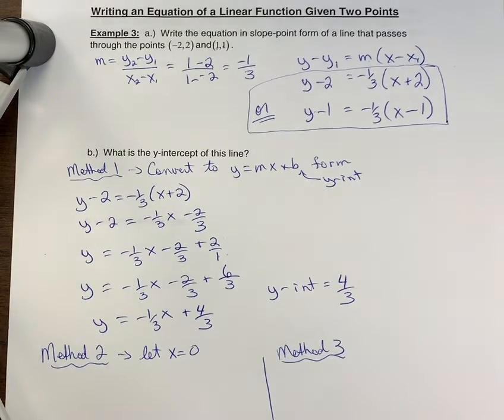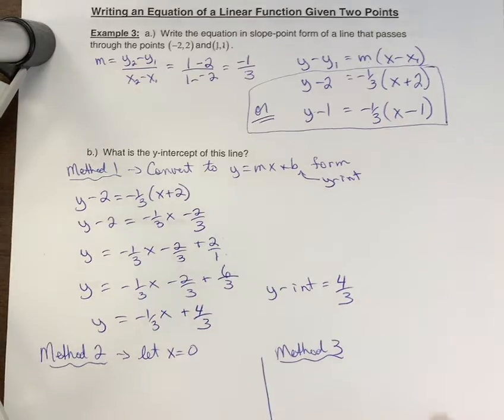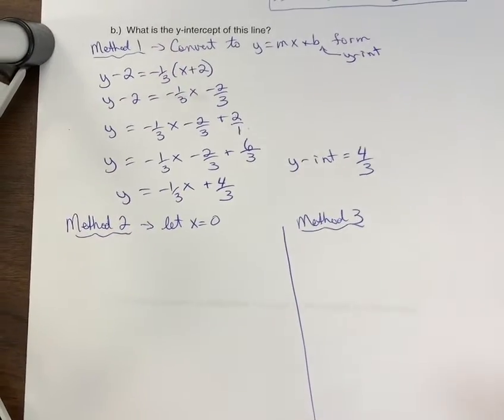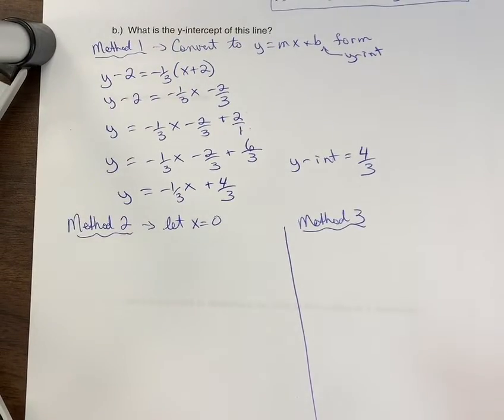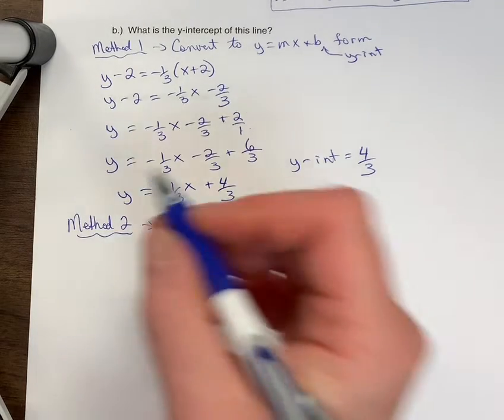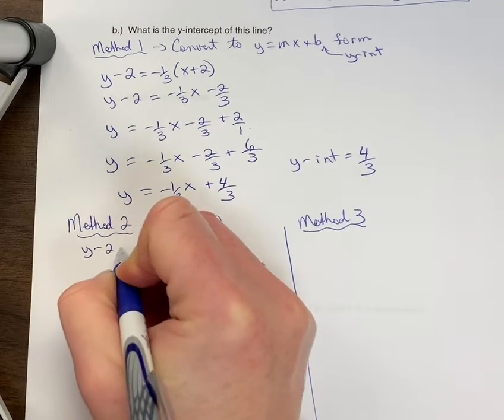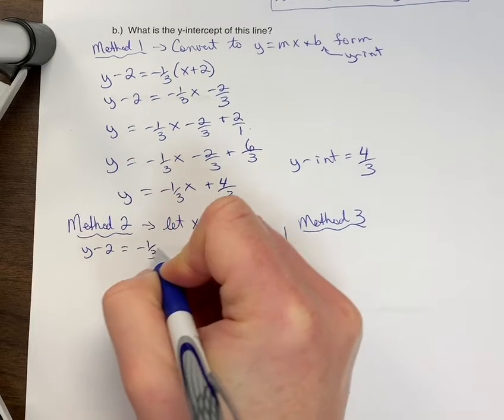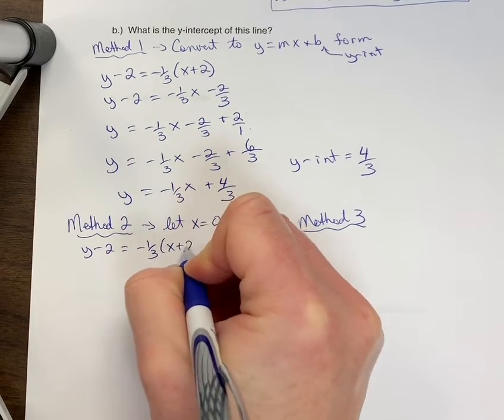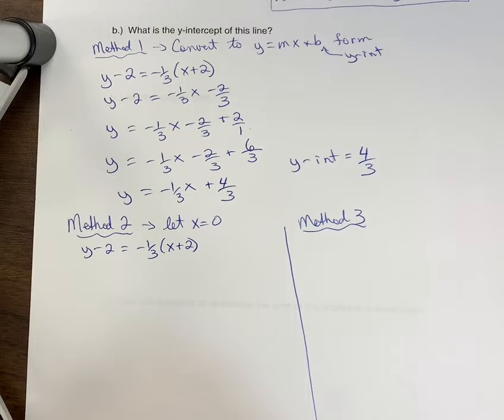All right, in method 2, we're going to let x equal 0. And this is sometimes my go-to. No matter what, when I'm doing intercepts, I know that if I'm looking for the x-intercept, I can let y equal 0. So again, we'll start off with that first equation in slope-point form. And again, I know I wrote that equation out in 2 different ways in example A, but it doesn't matter which one you pick. So I just picked the first one.